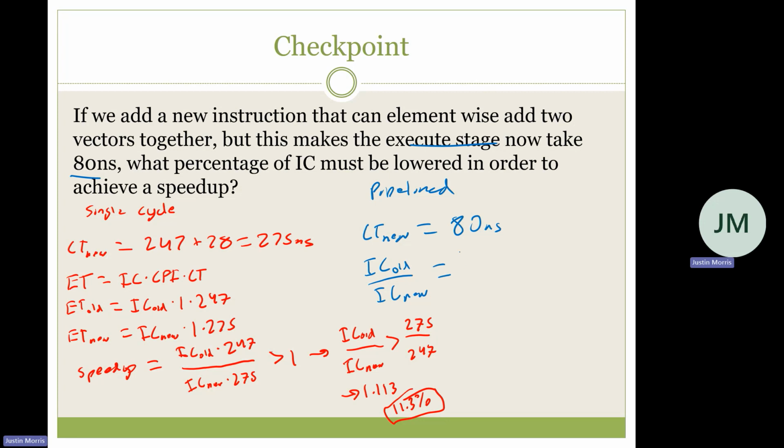And let's just do this. And we would have 80 over 60, right? The setup is the exact same. It's just that cycle times are changing. So in this case, we need to decrease instruction counts by 33.3%, right?